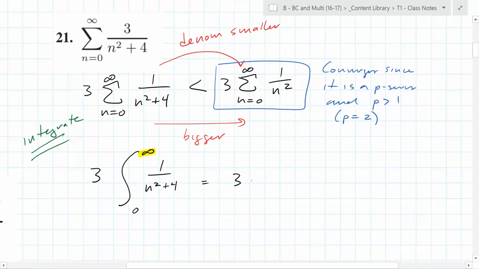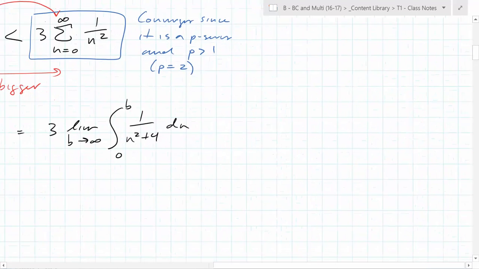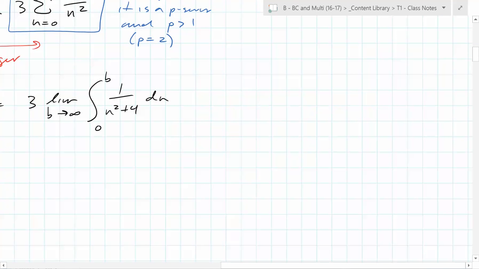This is 3 times the limit as b goes to infinity of the integral from 0 to b of this right here. What letter do you want to use? I used n, but I was going to let you choose. It doesn't really matter. dn. Nice. Fantastic. How do we go about integrating that?